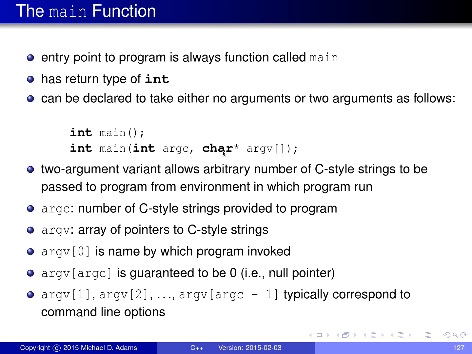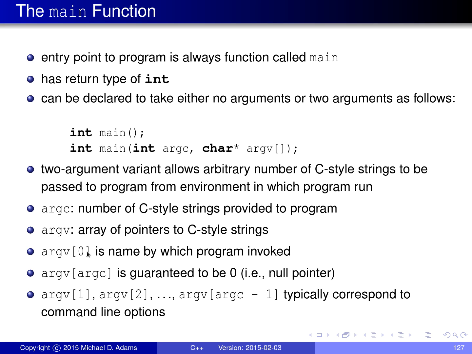And in this second case, the reason for allowing these two parameters is to allow some C-style strings to be passed into the program from the environment in which the program is run. In this case, the parameter argc is a count of how many C-style strings are being provided to the program. And the parameter argv is an array of pointers to C-style strings.